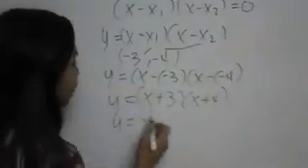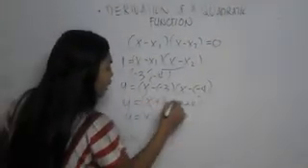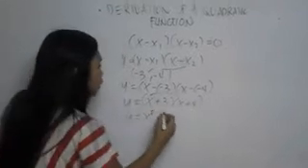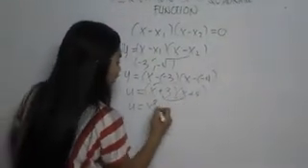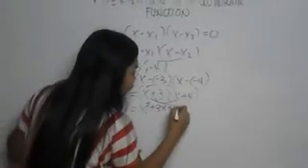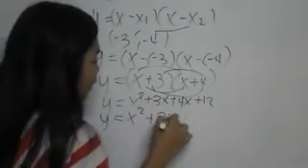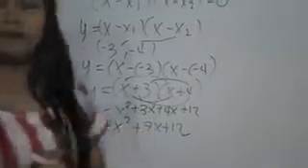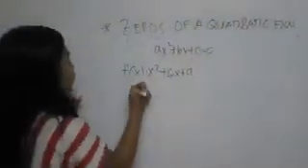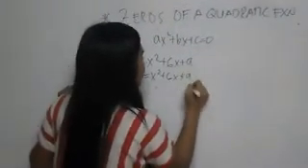Then I will multiply it to make it a quadratic equation. So x times x, x squared. 3 times x, positive 3x. Then x times 4, 4x. Then 3 times 4, 12. Then y is equal to x squared plus 7x plus 12. Next, let f of x be equal to 0, with x squared plus 6x plus 9.